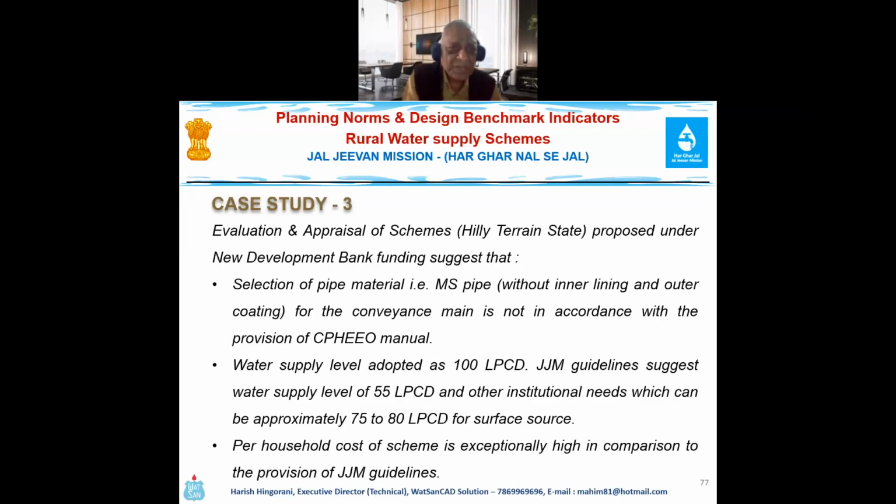Case study 3. Selection of pipe material, MS without inner lining and outer coating, has been considered in the conventional design, which is not desirable per the CPHO manual. Water supply level adopted is 100 LPCD. JJM guidelines suggest a water supply level of 50 LPCD. And other needs, as we have seen, total water demand can be approximately 70 to 80 LPCD, not more than that. Even for the surface water supply scheme, 70 to 75 is sufficient. Per household cost is exceptionally high because of the hilly terrain. The JJM guidelines suggest 47,000 rupees per household, while in such a scheme it is going to approximately 1.5 to 2 lakhs per household. Requires optimization.